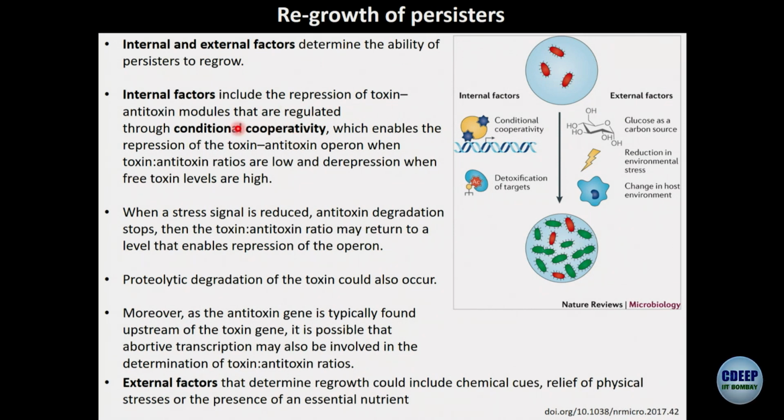These include repression of the toxin-antitoxin module through conditional cooperativity, which enables repression of the toxin-antitoxin operon when toxin-antitoxin ratios are low. Low toxin-antitoxin ratio means more antitoxin, less toxin. I just showed you an example, abortive transcription. Moreover, the antitoxin gene is typically found upstream of the toxin gene. It is possible that abortive transcription may also be involved in determination of toxin-antitoxin ratios.